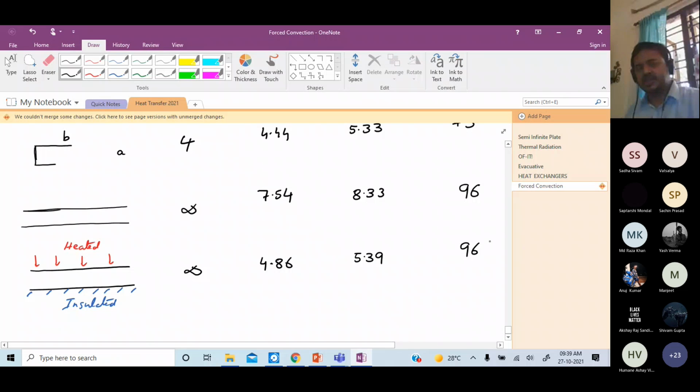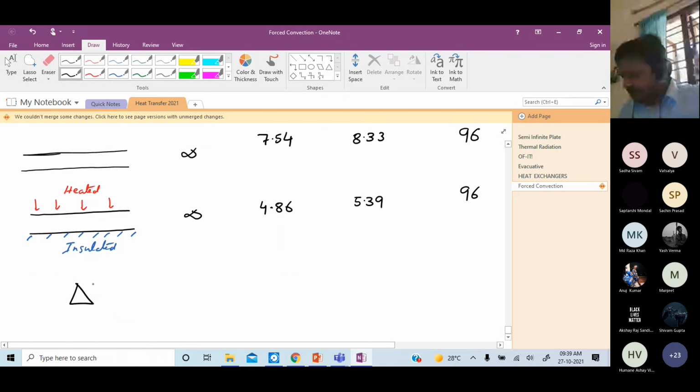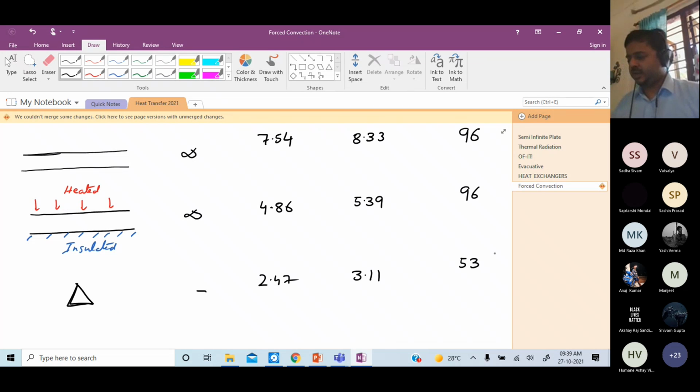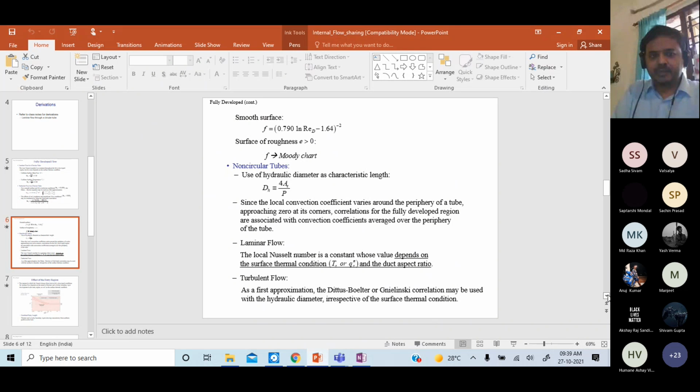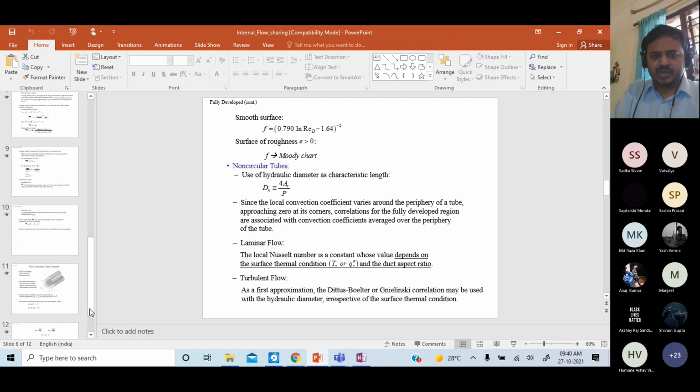Okay. And finally, let us say an equilateral triangle, even though my drawing is not great. There's no question of B by A. Okay. 2.47, 3.11, 53. Okay. Acha. One more slide I had, yeah, over here.